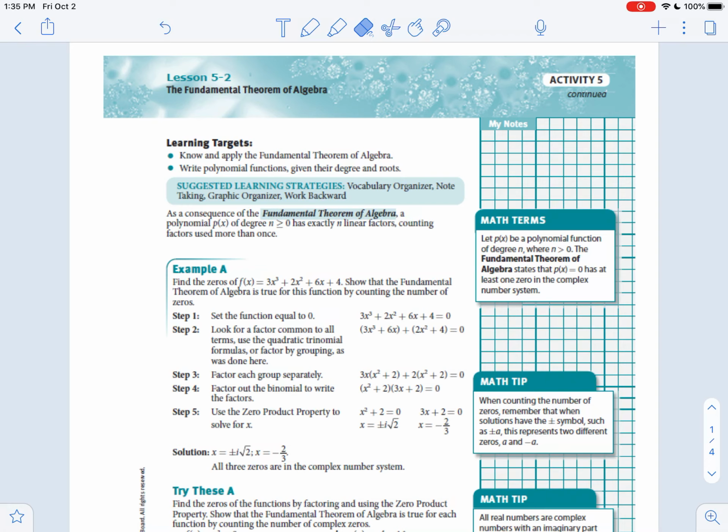Hi, welcome to lesson 5.2. This lesson is called the Fundamental Theorem of Algebra. In this lesson, we are going to know and apply the fundamental theorem of algebra, and we are going to write polynomial functions given their degree and roots.